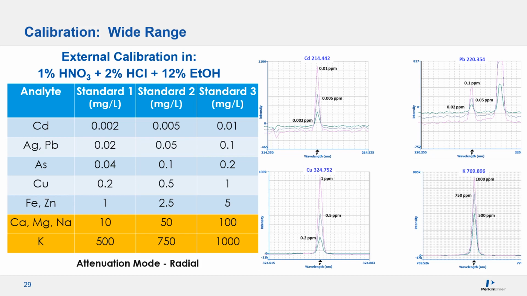And as we can see, if we look at the spectra on the right, these show spectra of our calibration standards across the range. So for cadmium, we clearly see a peak down at 0.002 ppm, which is clearly separated from the background, so it's easy to see. And likewise, if we go up to potassium at 1,000 ppm, we can easily see the peak there. And these all gave linear calibration curves.